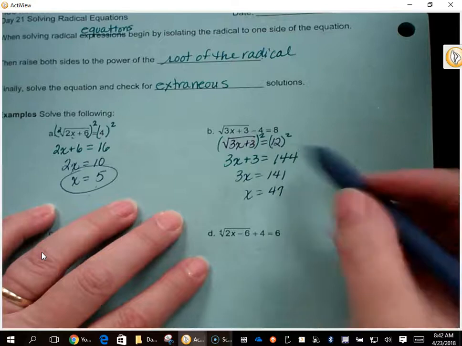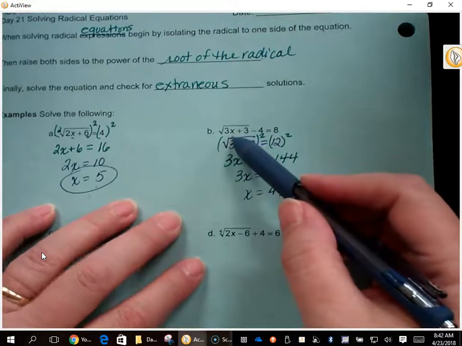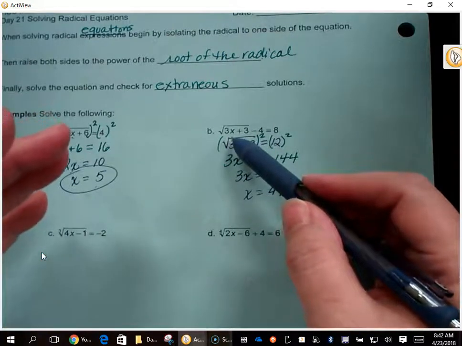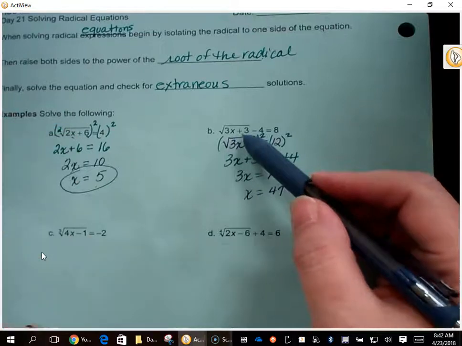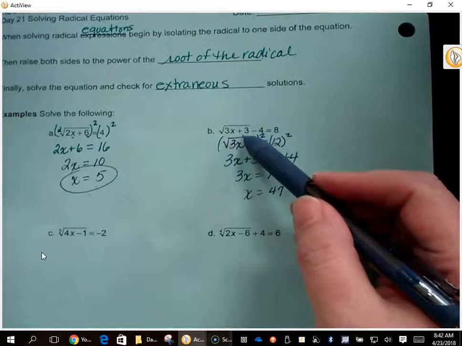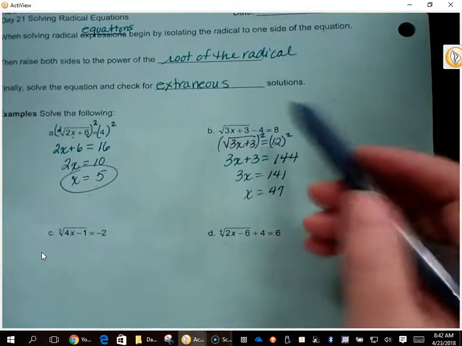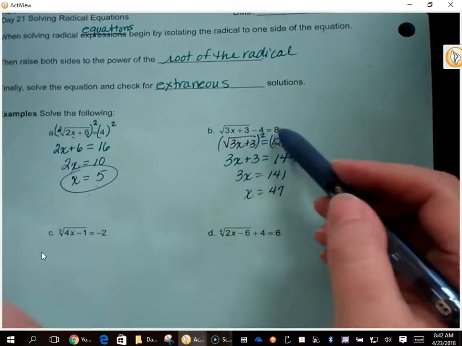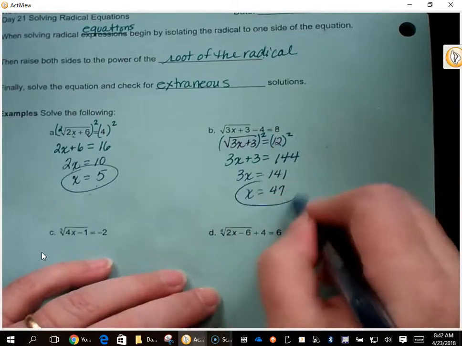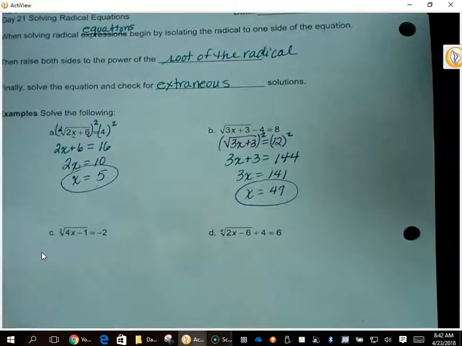And we check that. What is 3 times 47? Well, 3 times 47 is 141. 141 plus 3 is 144. The square root of 144 is 12. 12 minus 4 is 8. And we've got ourselves a good old solution. That wasn't so bad, was it?